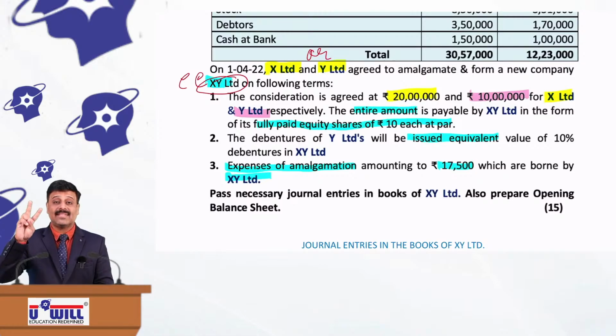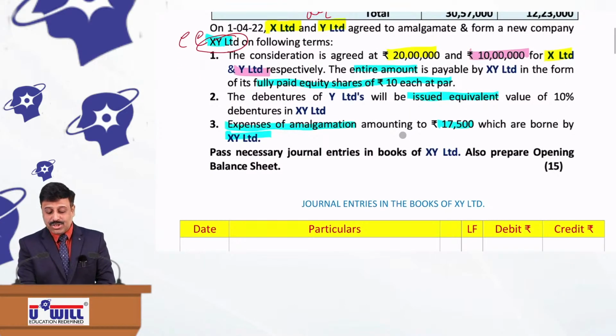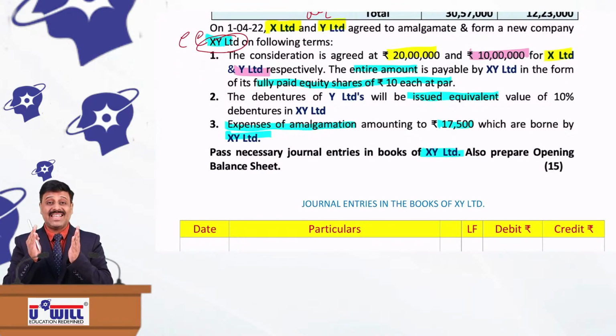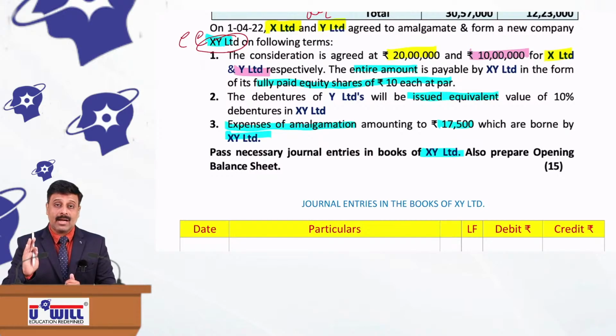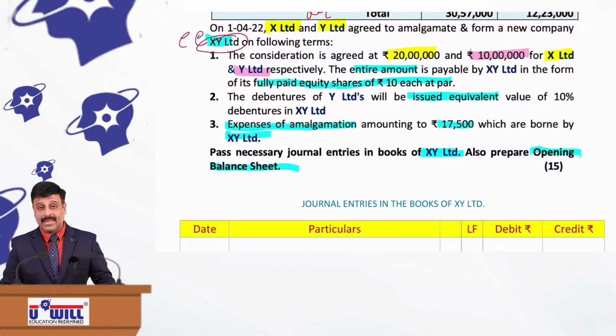Now in the second live session, I discussed because these expenses are borne by XY Limited, accounting will be done only in the books of XY Limited and not in the books of transferor companies. So this entry we have studied yesterday, same will be covered over here. Pass necessary journal entries in the books of XY Limited. Now this is the actual question asked in exam. Means in exam, this question was asked from the point of view of transferee company only. And at the end, you are also asked to prepare the opening balance sheet. Means balance sheet of the new company XY Limited.